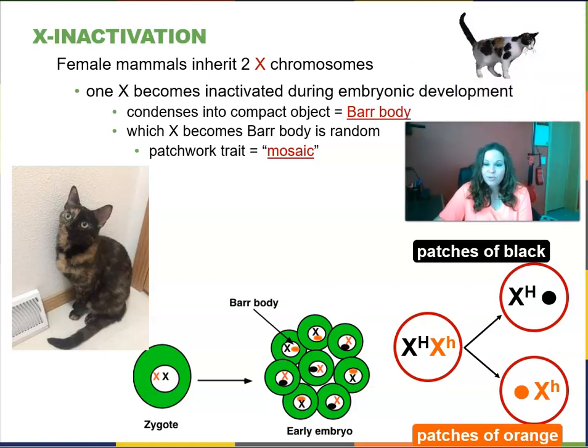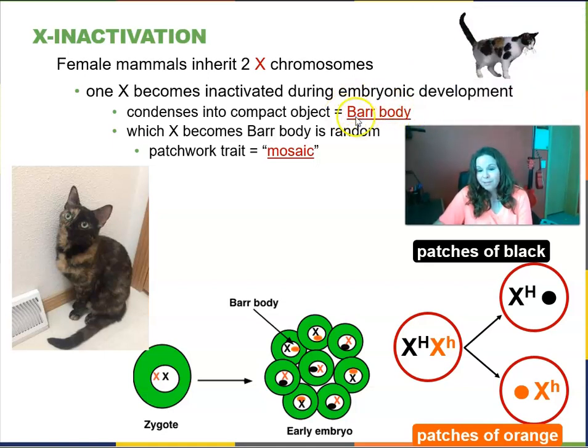Another exception to Mendel's rules of inheritance would be what we've already learned about, X inactivation. We know that since females have 2 X's, one of them randomly gets deactivated and becomes a bar body. And that's why tortoiseshell cats, for example, carry both colors.